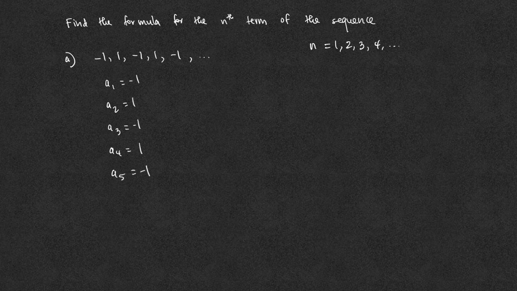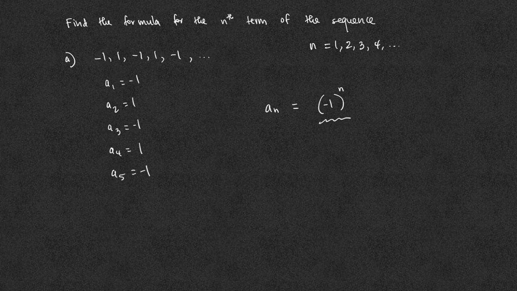The terms in the sequence are alternating between -1 and 1, and so only the signs change. What this means is that the term a sub n is a constant multiple of either 1 or -1. The expression that will determine whether the sign is negative or positive is -1 to the n power. This expression will determine the sign only, whether it is negative or positive.